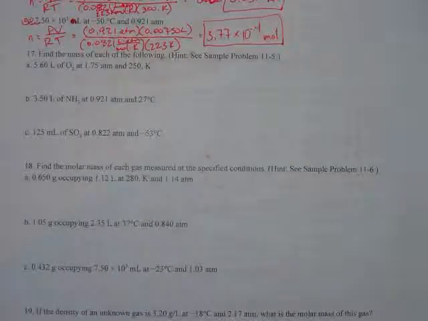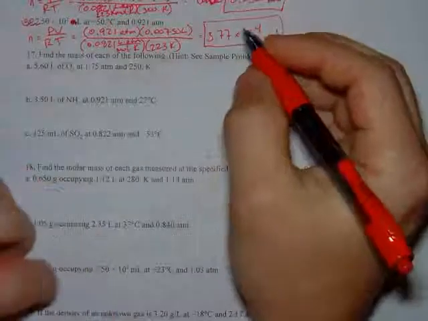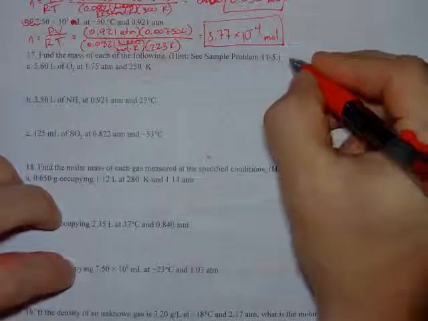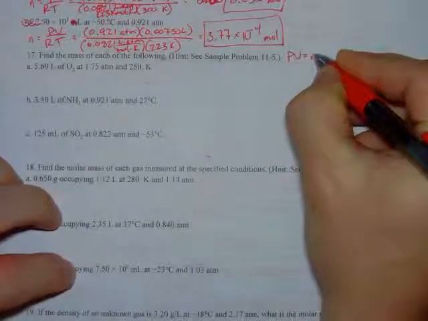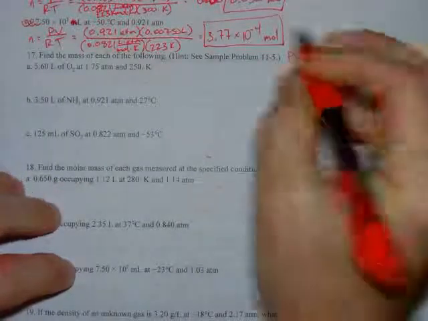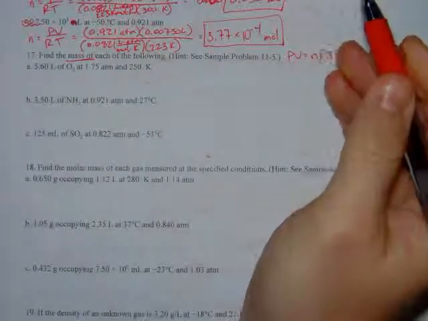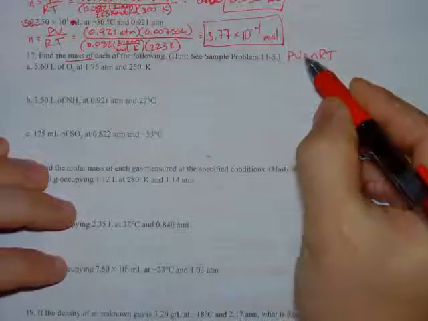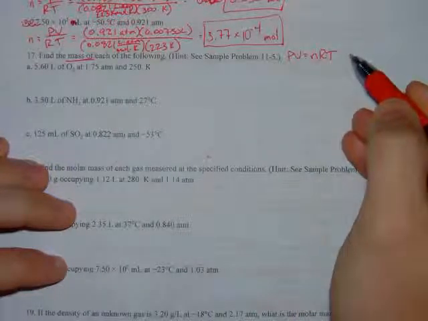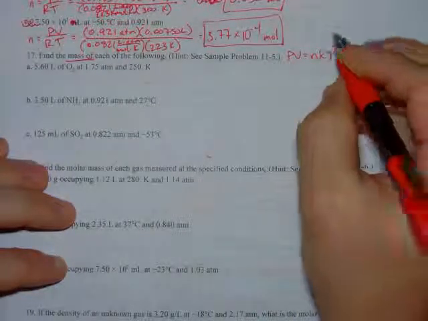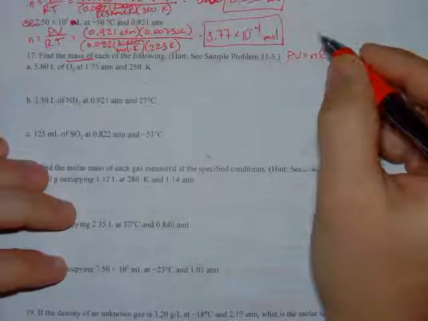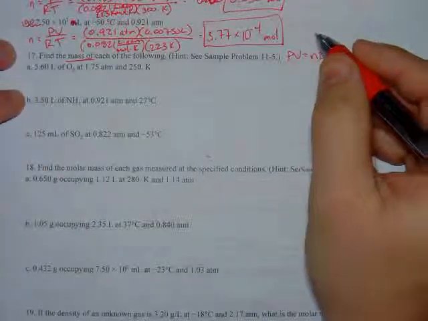Number 17. Find the mass of each of the following. So we're still using the ideal gas law: PV equals nRT. This time we're solving for mass. Well, here's the problem. None of these five terms represents mass. So our best bet is to identify what we're given.